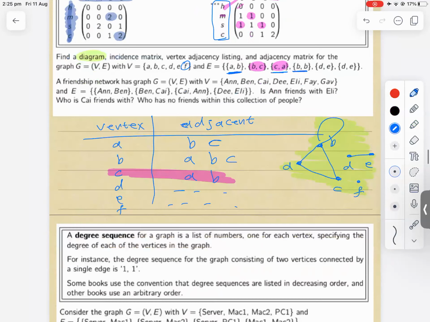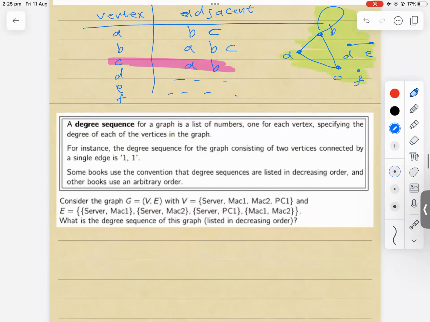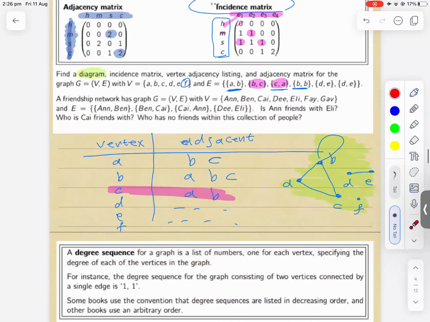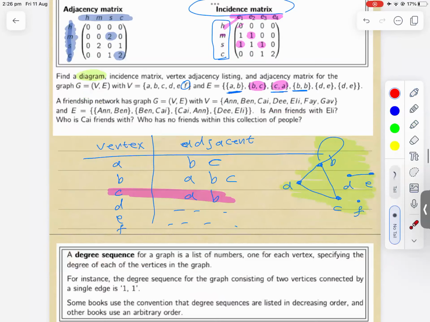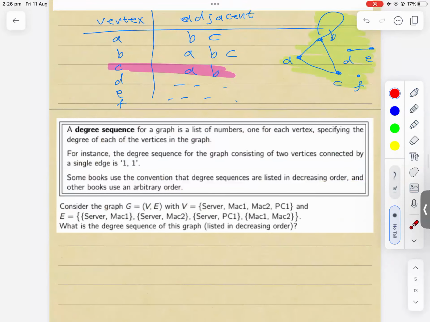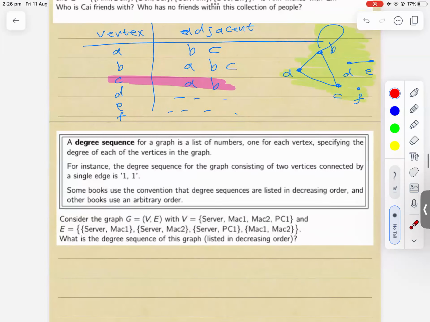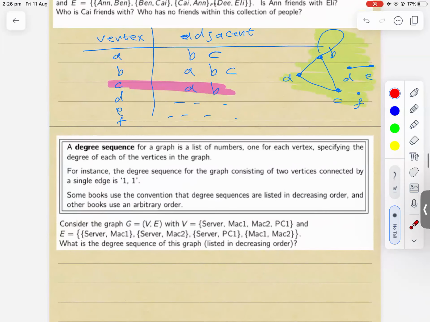Now, a degree sequence for a graph is, and you will do this one as well. So you can do that. Nothing is complicated. And you can bring your questions to the workshops as well. A degree sequence for the graph is a list of the numbers, one for each vertex, specifying the degree of each of the vertices in the graph.